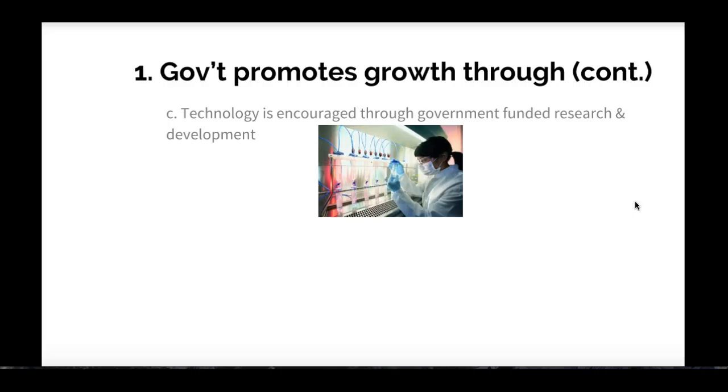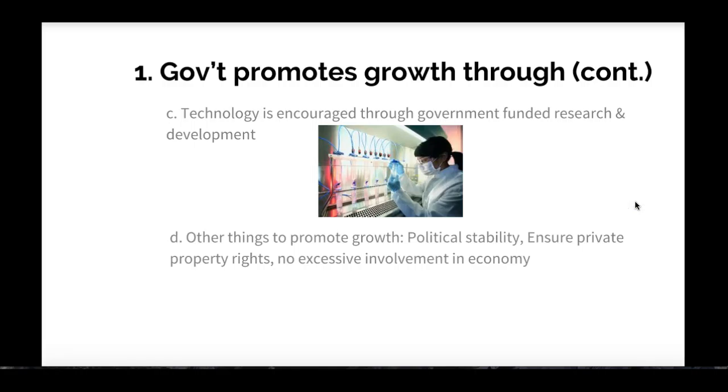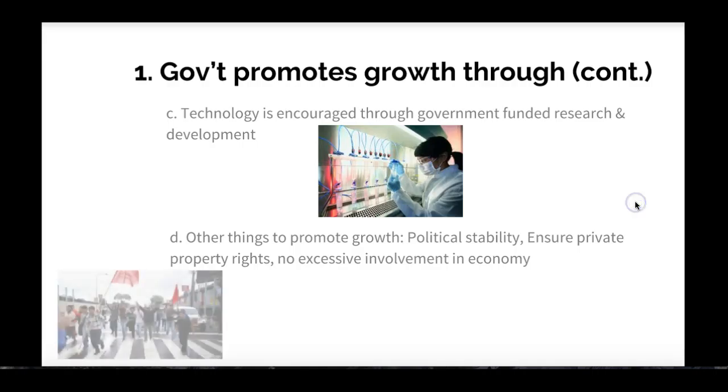Now, that's physical capital, human capital, and technology, but there are some other things that do affect growth rates. Other things that can promote growth include political stability, making sure that we don't have riots in the streets and constant upheaval because there has been a change in leadership of a particular country.